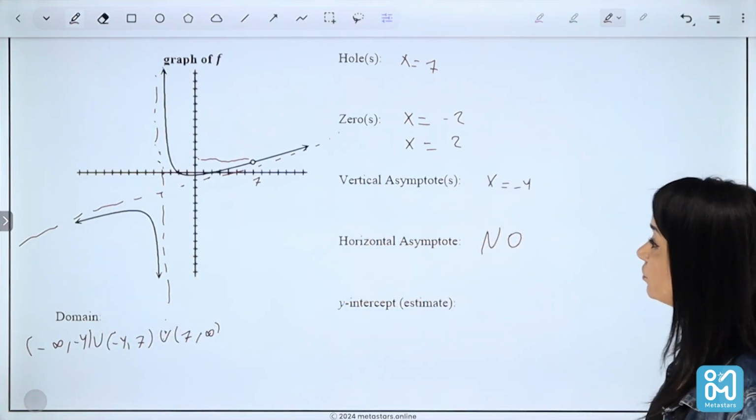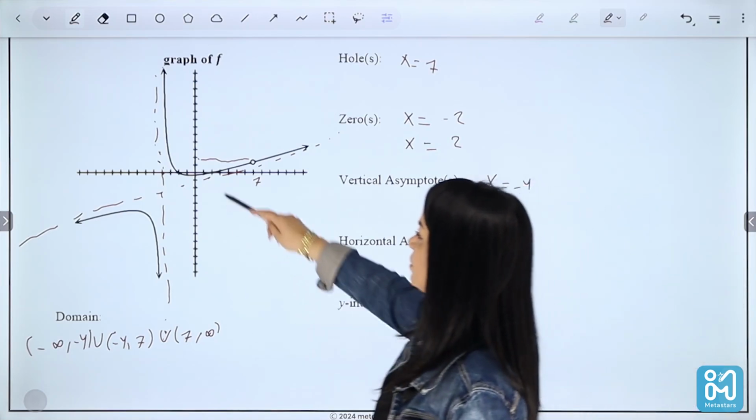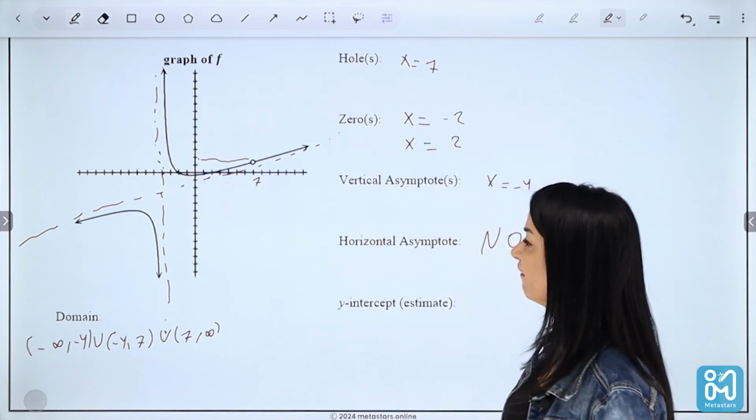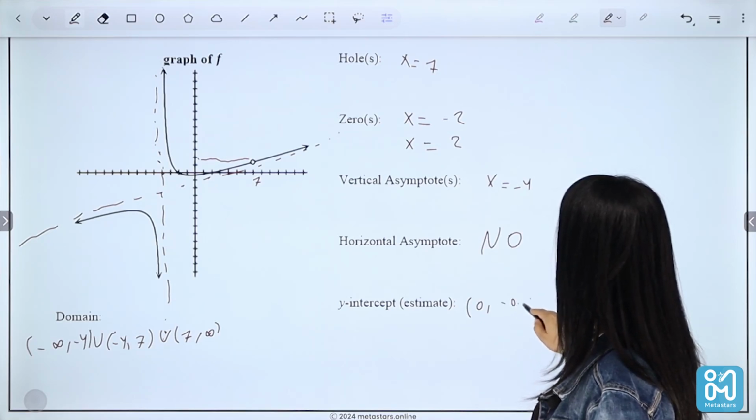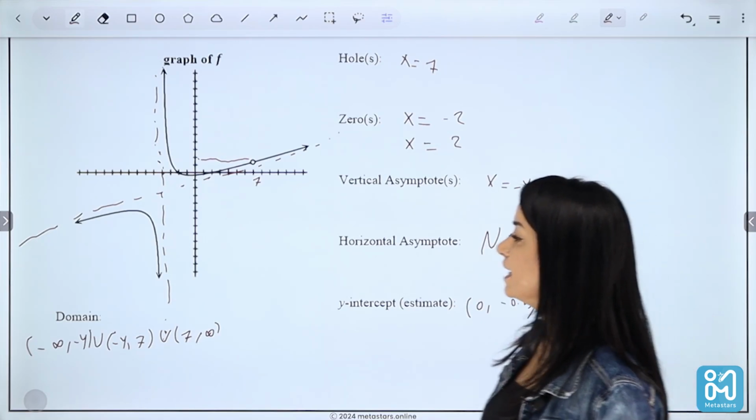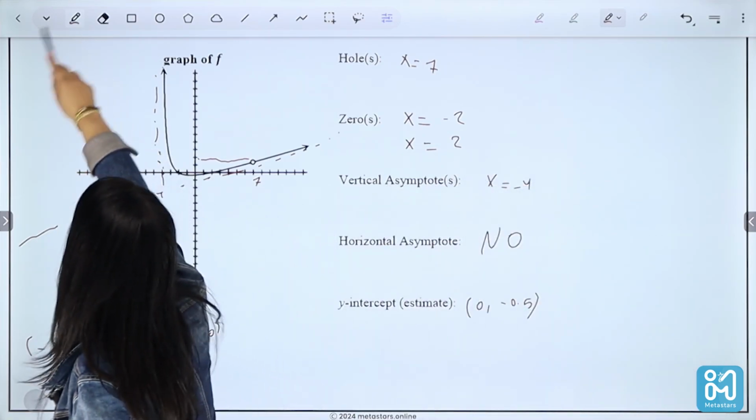Do we have any y-intercept? Yes, we can approximate it as y is equal to -12. So we can say at x is 0, the y approximation is -12. Okay.